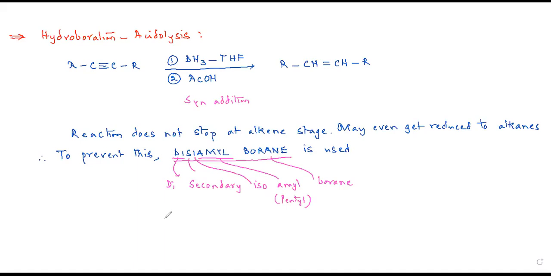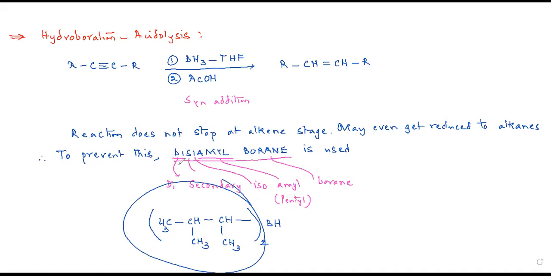Say this is iso. See, borane is actually BH3, right? Now you still have a hydrogen connected to boron. That means two hydrogens have been replaced by this particular group. Now let me show you what all these are.